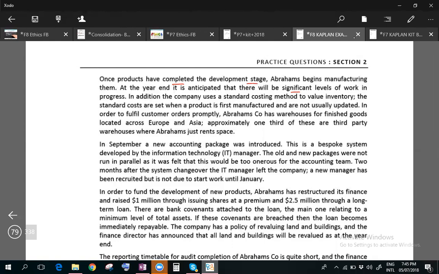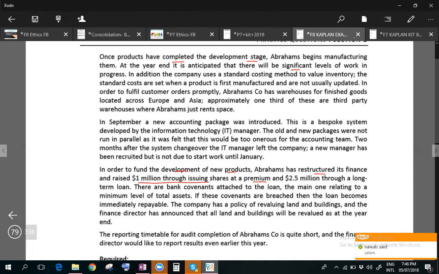Similarly, let's jump to the other part. In order to fund the development of new products, Abraham has restructured its finance and raised 1 million through issuing shares at a premium. If the company has issued shares, it should be split between share capital and share premium. There's a risk that the correct split is not being made. It also raised 2.5 million through a long-term loan. There are bank covenants attached to it, the main one relating to the total level of assets: the bank has attached a condition that the company must meet a minimum level of assets. There's a risk that in order to meet those bank covenants, the company may manipulate the assets.